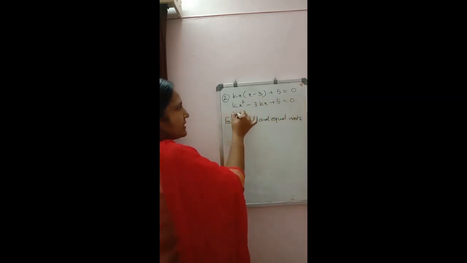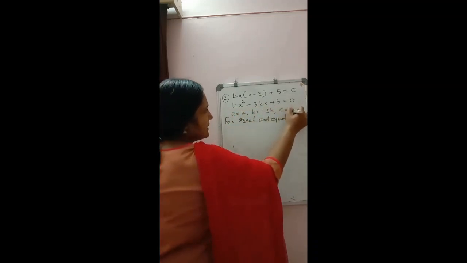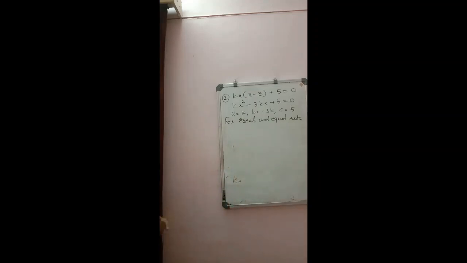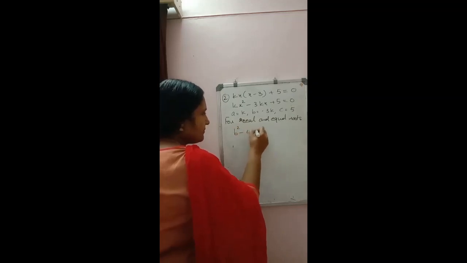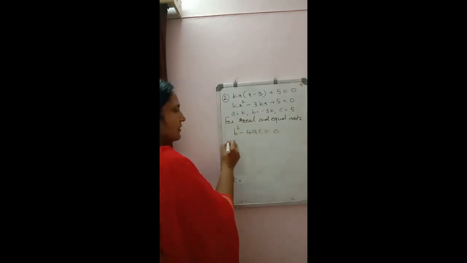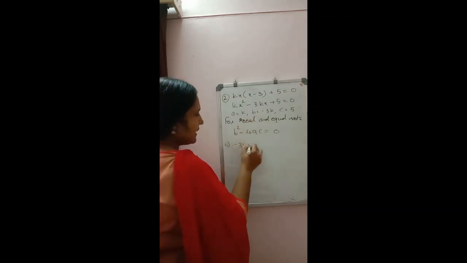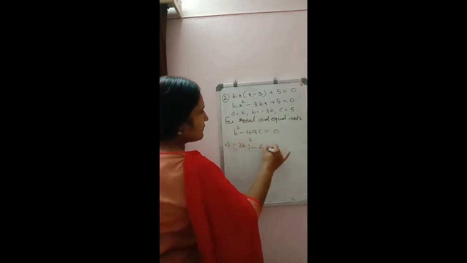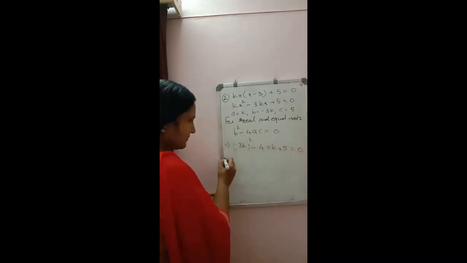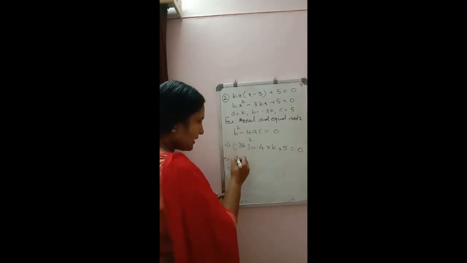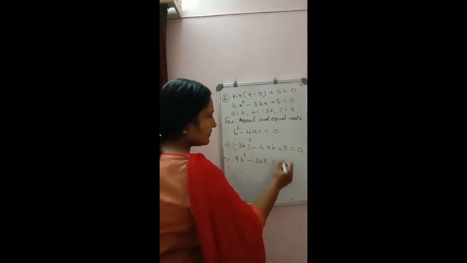Again we will write a is equal to k, b is equal to minus 3k and we have c is equal to 5. Again the condition for real and equal roots, we have b square minus 4ac equal to 0. Now substitute the value. b square will be equal to minus 3k the whole square minus 4 into k into 5 is equal to 0. Minus 3k the whole square will be equal to 9k square minus 20k is equal to 0.